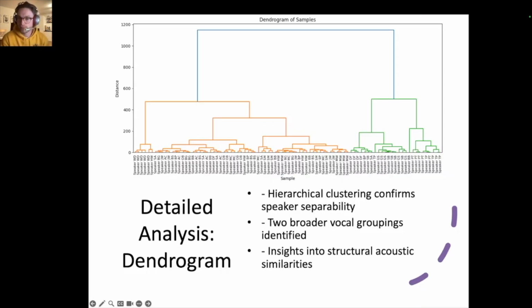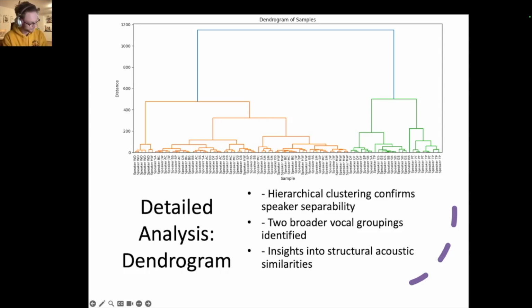To further validate the speaker separability observed in the classification results, I performed hierarchical clustering and visualized the outcome using a dendrogram. Each leaf node represents a speaker sample, and the branches illustrate how closely related those samples are based on their acoustic features. The structure of the dendrogram reveals 2 dominant clusters, suggesting the presence of broader vocal groupings among the speakers.